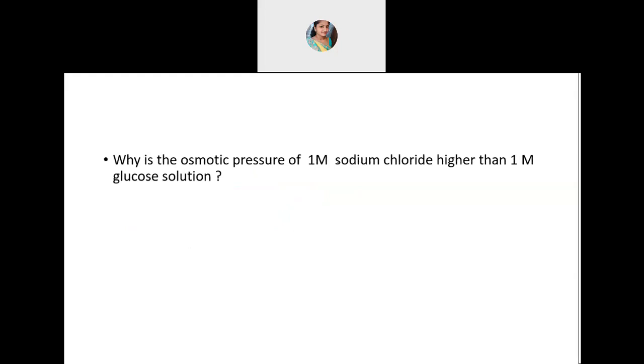Why is the osmotic pressure of 1 molar sodium chloride higher than 1 molar glucose solution? Why is the osmotic pressure of 1 molar sodium chloride higher? Osmotic pressure, when calculated experimentally, whatever we were expecting for sodium chloride, NaCl, no? We were expecting 23 plus 35.5, 58.5. But when we calculated, we got it higher than the expected one. Yeah, because NaCl dissociates in the water.